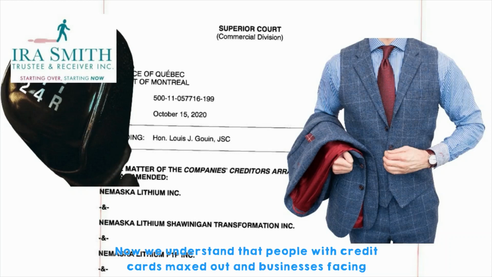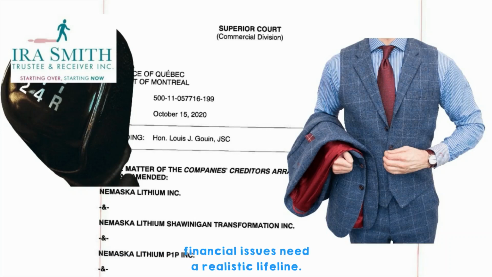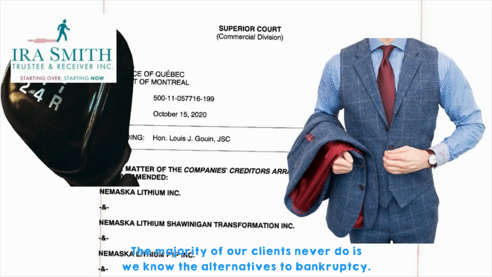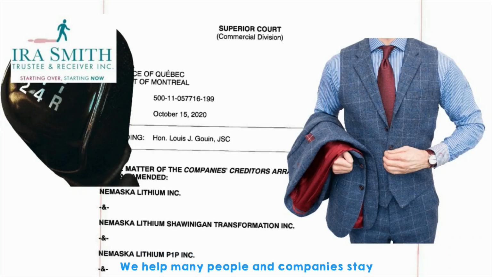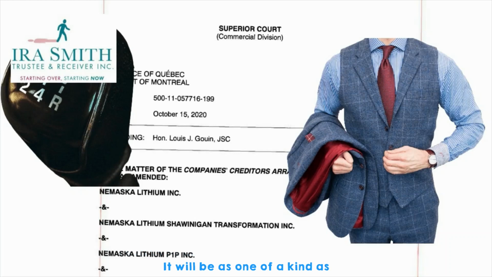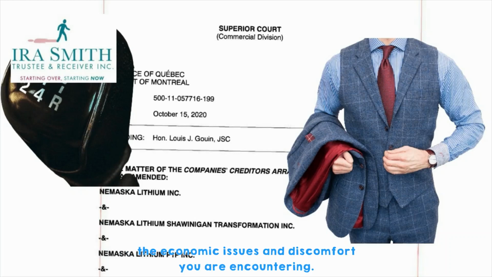We understand that people with credit cards maxed out and businesses facing financial issues need a realistic lifeline. There is no one-solution-fits-all method with the Ira Smith team. Not everyone has to file bankruptcy in Canada. The majority of our clients never do, as we know the alternatives to bankruptcy. We help many people and companies stay clear of filing an assignment in bankruptcy. That is why we can establish a new restructuring procedure for paying down debt that will be built just for you. It will be as one of a kind as the economic issues and discomfort you are encountering.